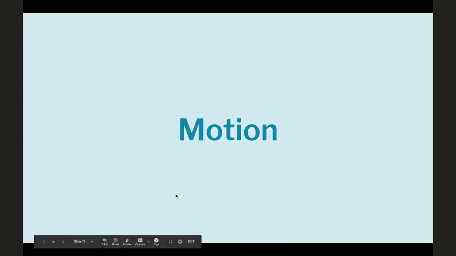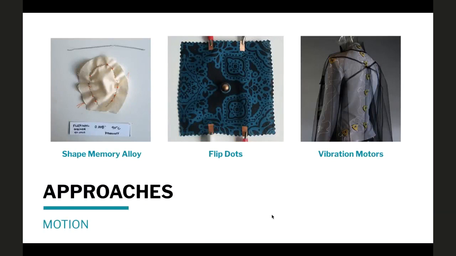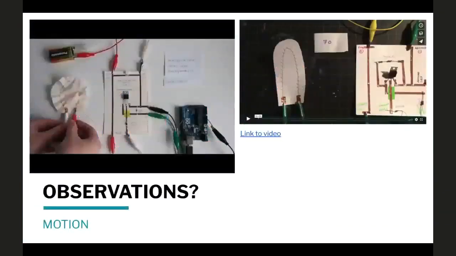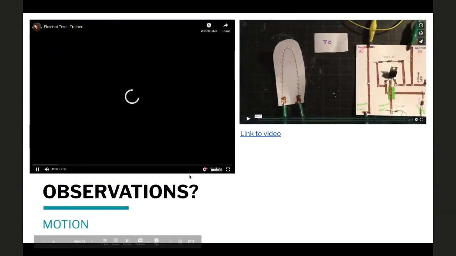Okay, let's get into motion. We're going to talk about three different ways that you can tackle motion. We're not going to specifically talk about the traditional motors that you may see in physical computing projects like servos or DC motors. We're going to talk about a few other motors that are a little bit more appropriate for wearable applications. The first is shape memory alloy, or SMAs. The second is flip dots, and then vibration motors, haptics. First we're going to talk about SMAs. I'm going to show you a quick video so you can see how these work in action.